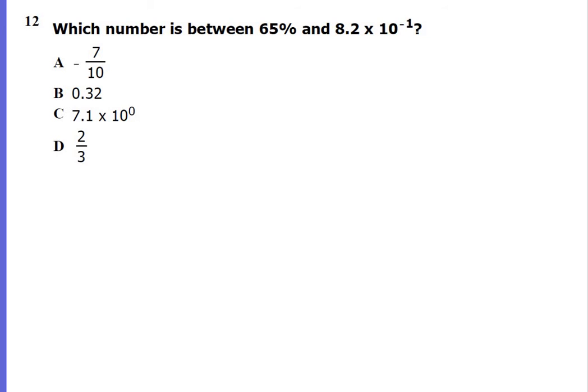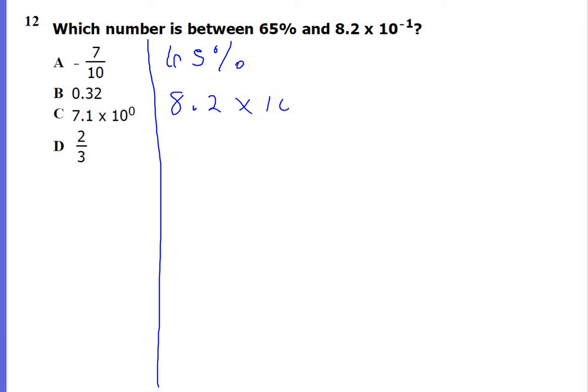This is one of the ones where you're just going to have to make a chart. As much as you don't like to, you're going to have to make a chart. When it says which number is between these two numbers, the way I want you to do it is I want you to start by writing these two numbers, 65% and 8.2 times 10 to the first negative 1 power.